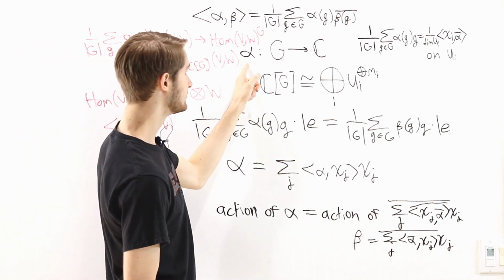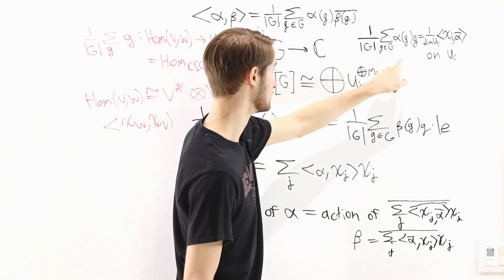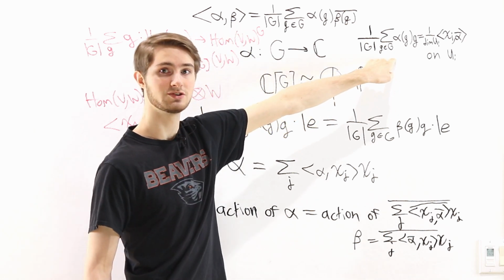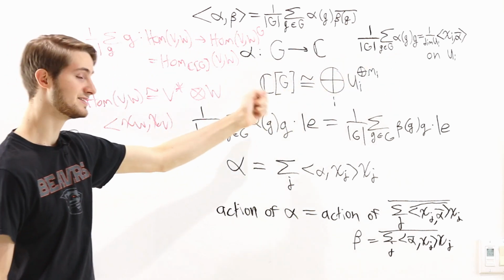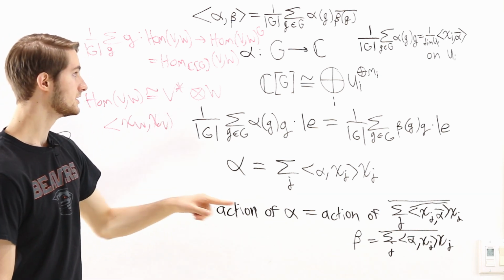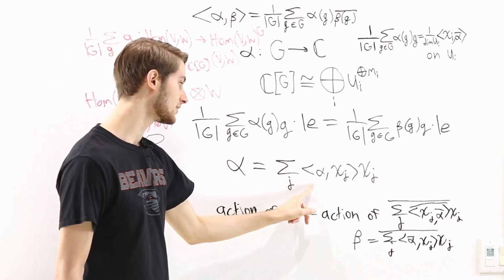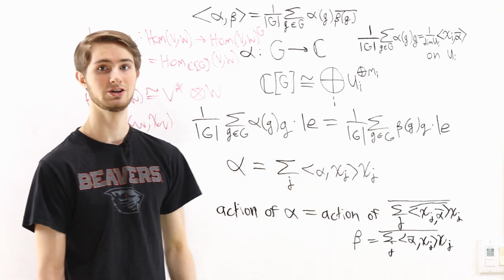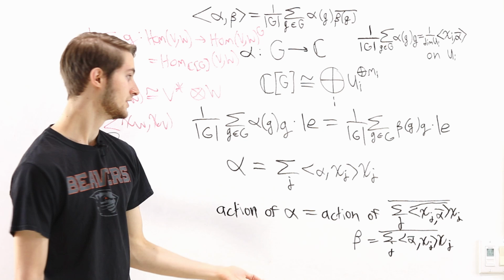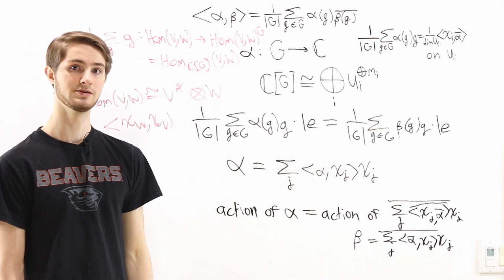But the map defined by alpha on the regular representation is itself an element of the group ring, and we know that two elements of CG give the same action on CG if and only if they are equal. And therefore we determine that alpha is equal to this sum of its inner products with chi j times chi j. And that gives us the result that the irreducible characters generate every class function on G.